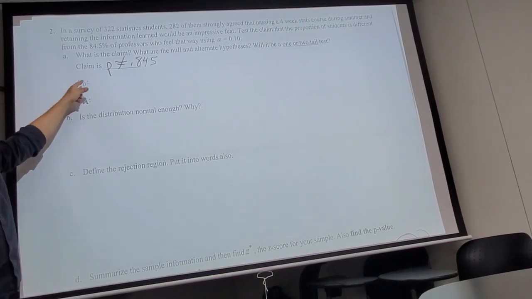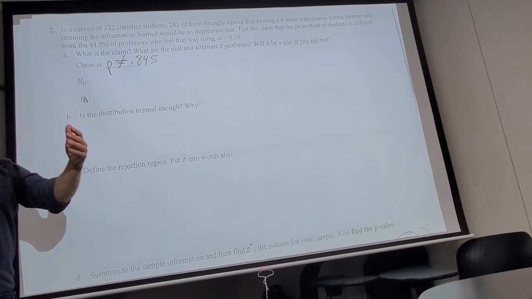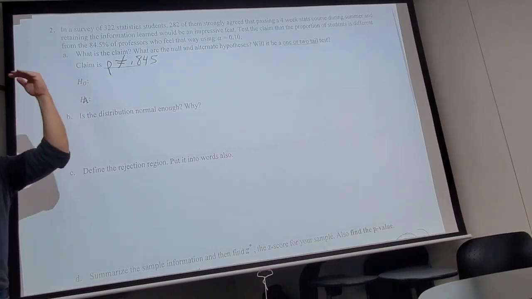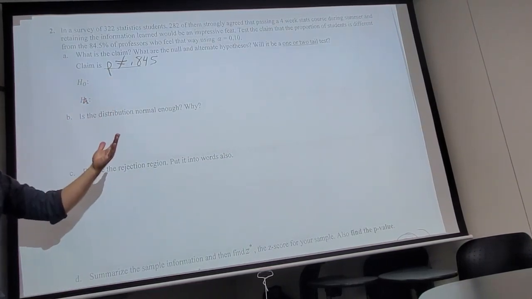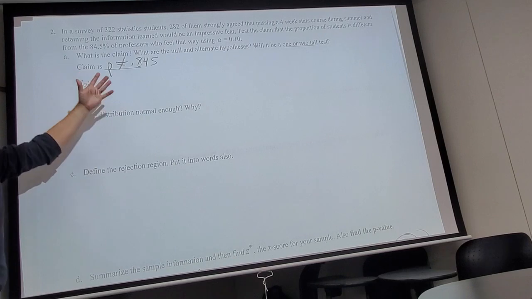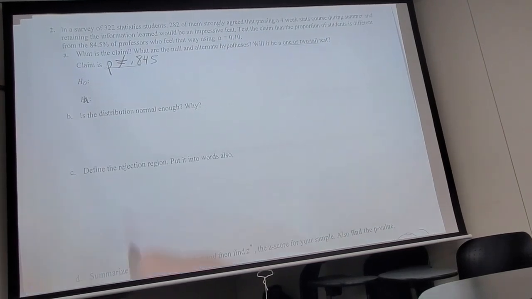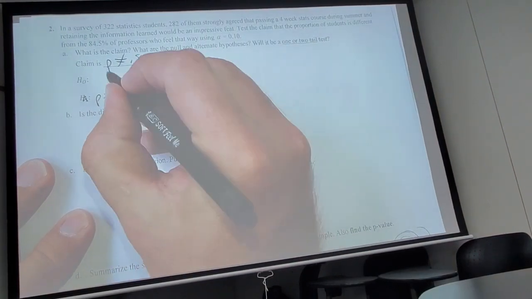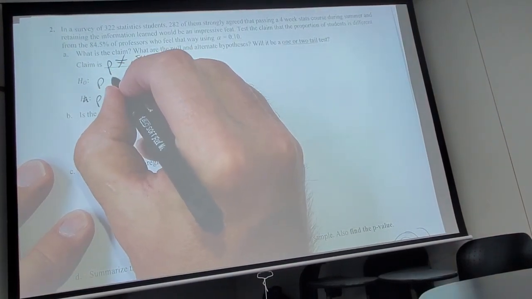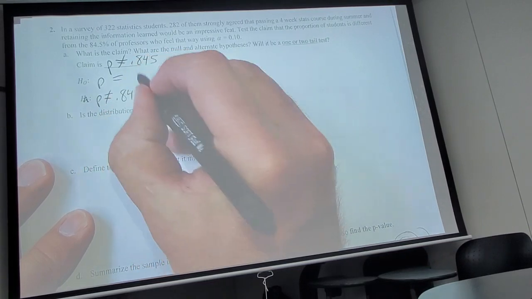The Ho has got to have an equal sign. This has the exact opposite sign, right? So the claim could be either one of those. How do you tell which one it is? Does it have an equal sign? This one has a not equal sign. So that's got to be the Ha. So then what's the Ho going to be? What's the opposite of not equal to? Equal to.